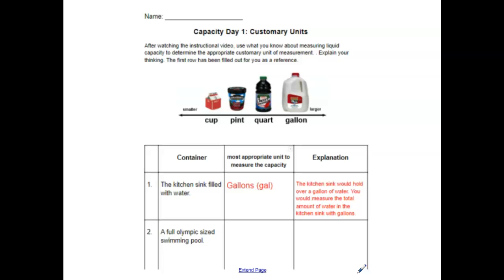I am very proud of your listening today, third graders. I would like to give you a heads up that some of the containers that I've included are going to have more than one appropriate unit of measure. For example, if I said a pitcher of juice, you could use pint or quart. And if you put them both in this box, your answer will be correct. So it's okay if you have more than one appropriate unit of measurement.